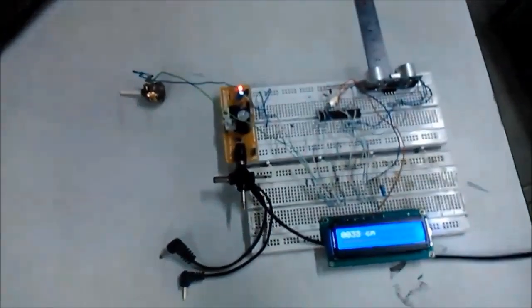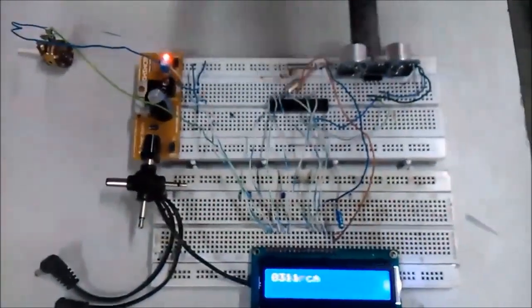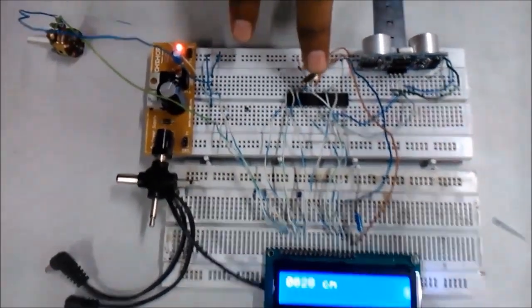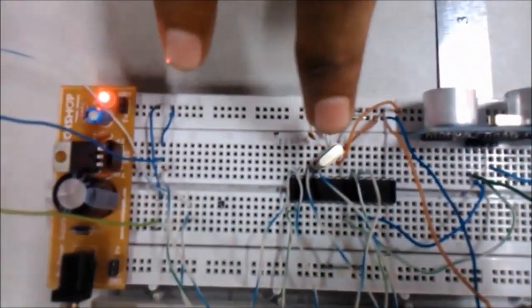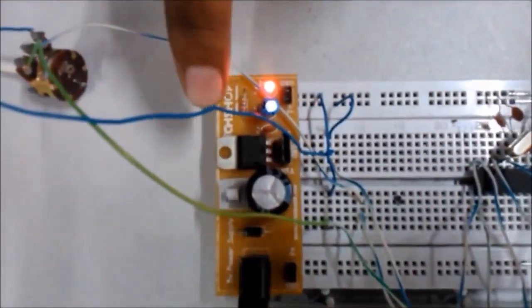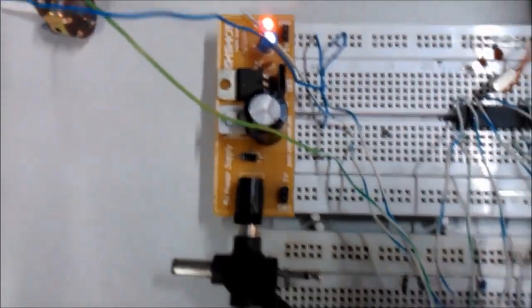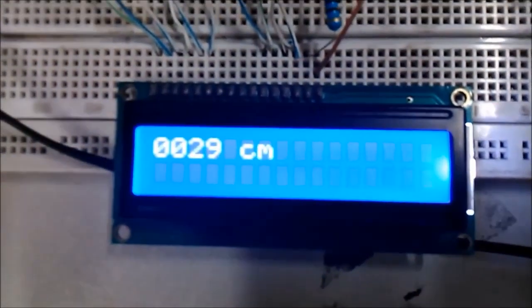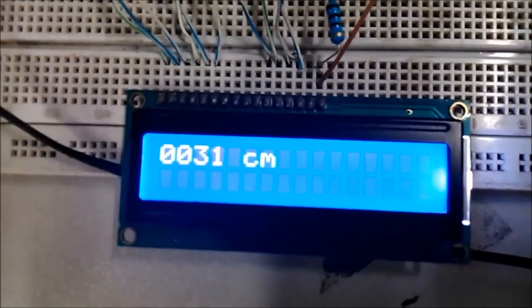At first, demonstrating the project, we are just going to make an introduction to the apparatus of the experiment here, one by one. Here we have used an AVR ATmega8 microcontroller and a constant 5 volts supply. And here an ultrasonic range finder module HC-SR04 and a 16x2 LCD display module.